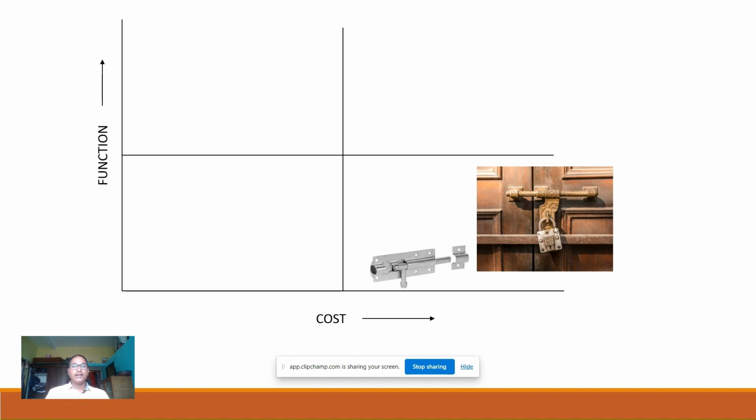Okay, so this particular product comes in the last quadrant where the function is existing one and the cost is high. Let us assign a value for this, x. X could be any arbitrary value.